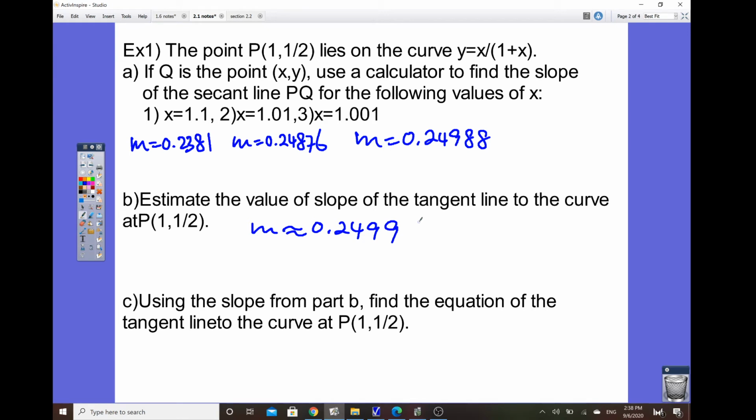So using the slope from part B, find the equation of a tangent line to the curve at point P, 1, 1/2. One thing that we notice, back to Algebra 1, is that anytime they want you to write the equation of a line, it's always considered the point slope form.